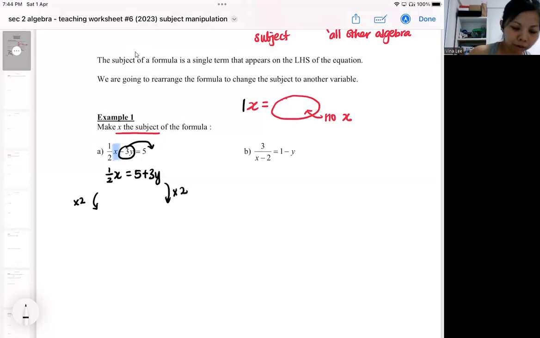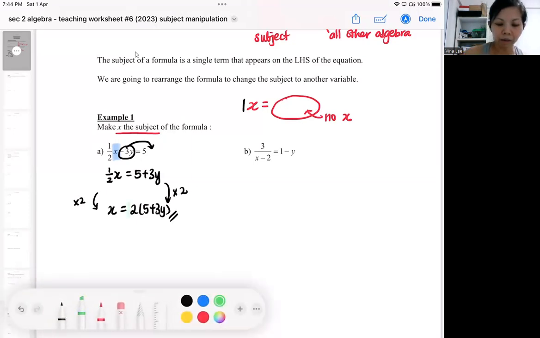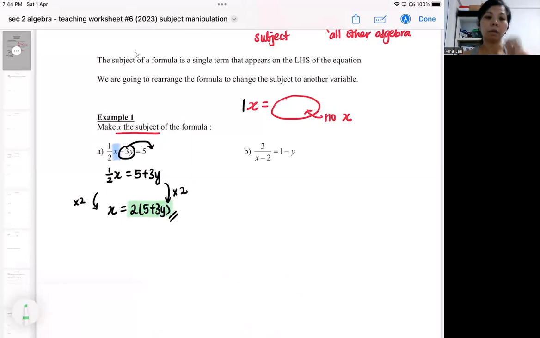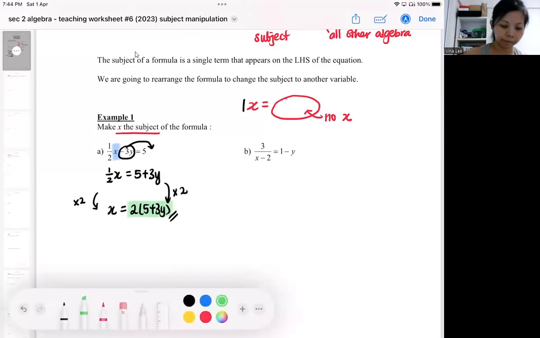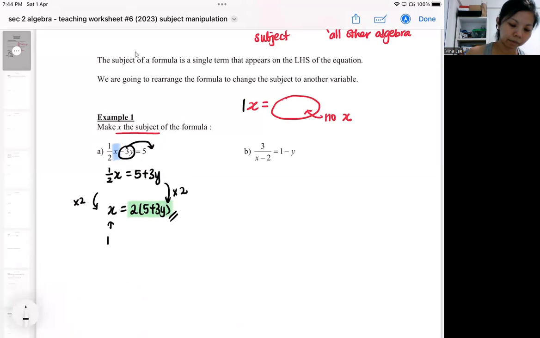So if you multiply 2 on both sides, you are left with an X. So that is make X the subject. So that is the answer. Because if you look, there is no X on this side. So X is right now the subject. So X is the main person. And on the other side, you don't see any X. Okay, so this one is a very simple one, just to build the idea.